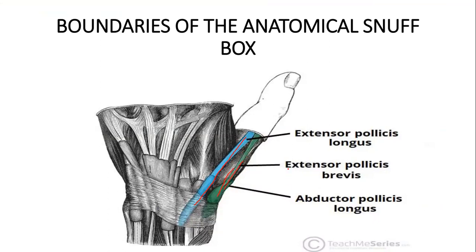formed by the two tendons of extensor pollicis brevis and abductor pollicis longus. Okay, then the ulnar border or the medial border is formed by extensor pollicis longus. Yeah, and the proximal border or the base will be formed by the radial styloid process.